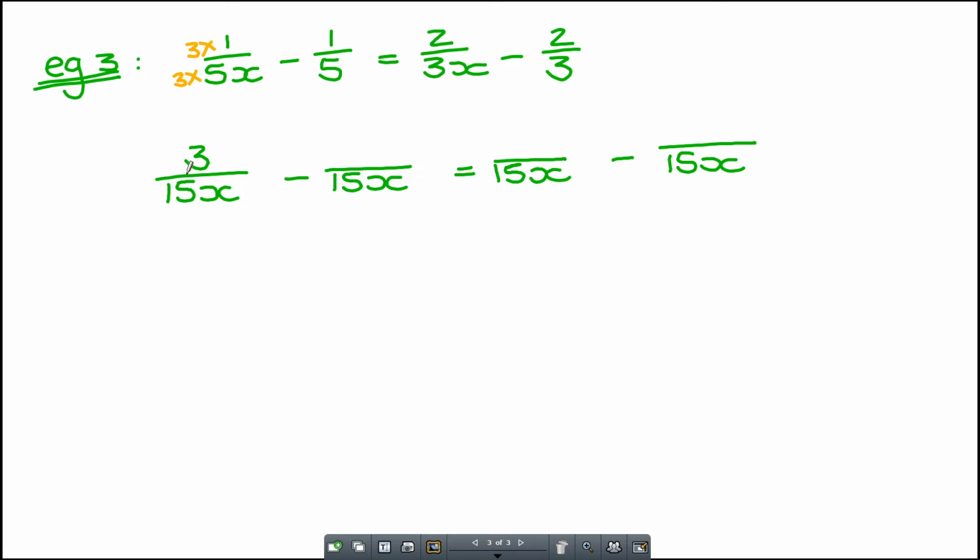Because lowest common denominator. I have to have x because here I've got an x and there I've got an x. So I've got to have an x at my denominator. In everything, I'm making lowest common denominator.